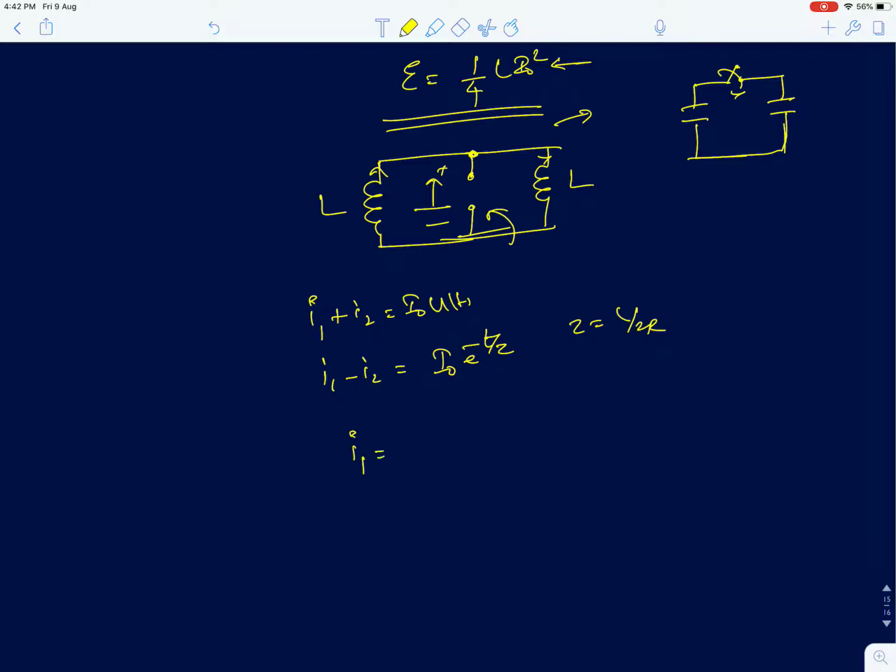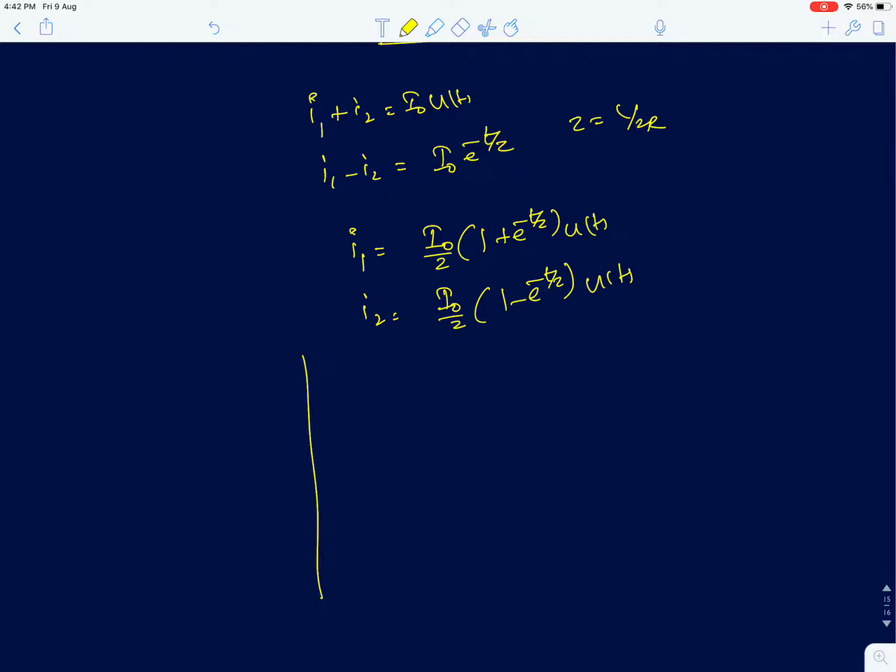Now from this we can show I1 is I0 by 2 into 1 plus e power minus t by tau into U of t, and I2 is I0 by 2 into 1 minus e power minus t by tau into U of t. If you draw this graph of I1 and I2, both the inductors eventually reach a current of I0 by 2, but the first inductor starts from I0 and approaches it. The second inductor starts from 0 and builds its current to I0 by 2 eventually.